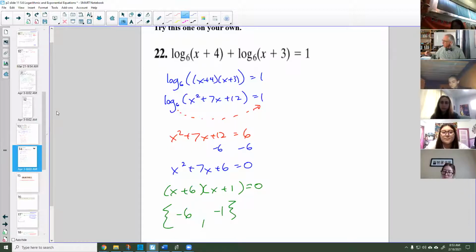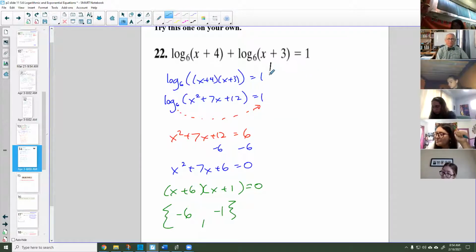All right, so Crystal, why might this not be right? Because the domain would be -3 to infinity. So the answer that works is -1. Right. Okay. So how did you find the domain?